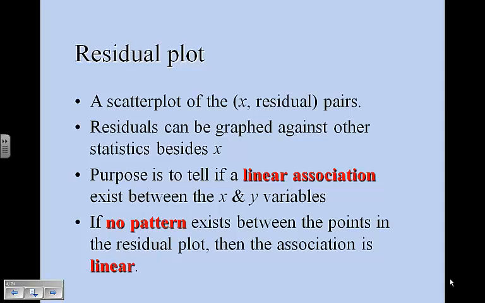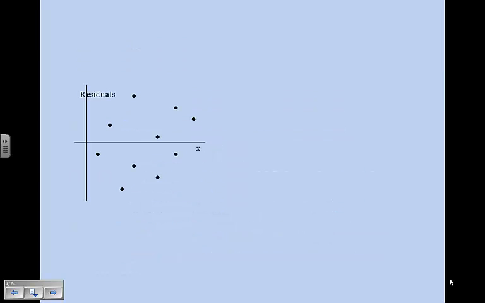If there's a clear pattern, then the association is not linear. It's something else. Maybe it's exponential or quadratic or something like that. So here's an example of a residual plot, and you can see it has no clear pattern, so we would say that one is linear.